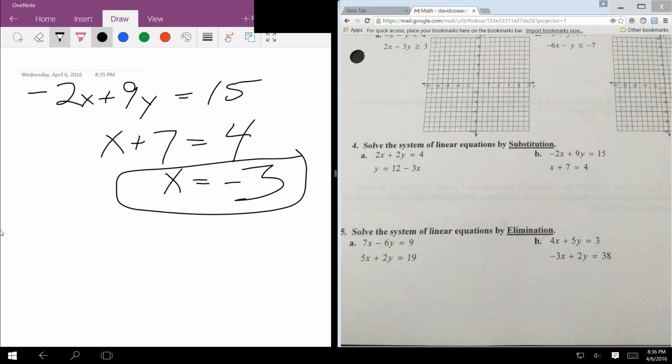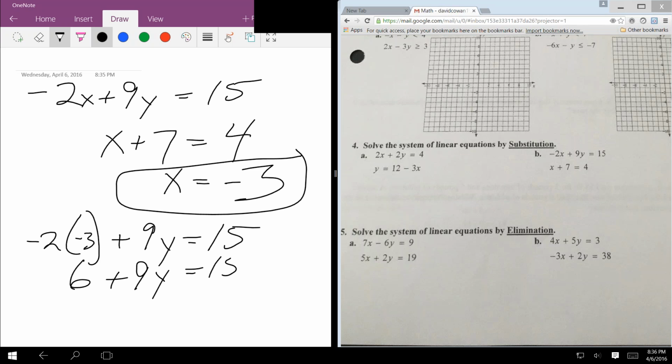So I'm going to substitute into the top equation. Let's do it step by step. Don't do two steps at once. Just tell me the first line of the first step. Okay, so it'd be negative 2 times negative 3 plus 9y is equal to 15. Okay, now let's start simplifying it. So it'd be 6 plus 9y is equal to 15.